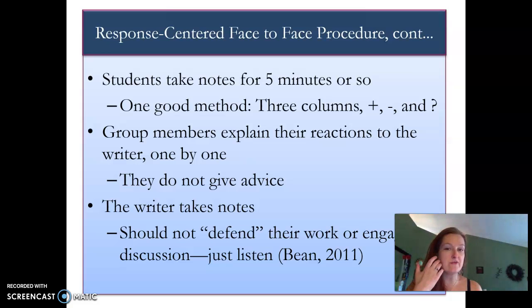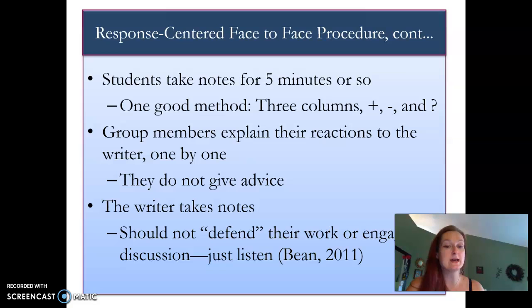So the procedure for this is students will read the papers. They'll take notes for 5 minutes or so. One good note-taking method that I like a lot is to divide a piece of paper into 3 columns: plus, minus, and question mark. So plus is what's working, minus is what's not working, and question mark is just questions that arise as you're reading the paper. And then group members explain their reactions to the writer one by one. Again, you're not giving advice, you're just saying, well, as I was reading, here's what I was thinking about, or the questions that were coming up. It's not advice, it's just reaction.